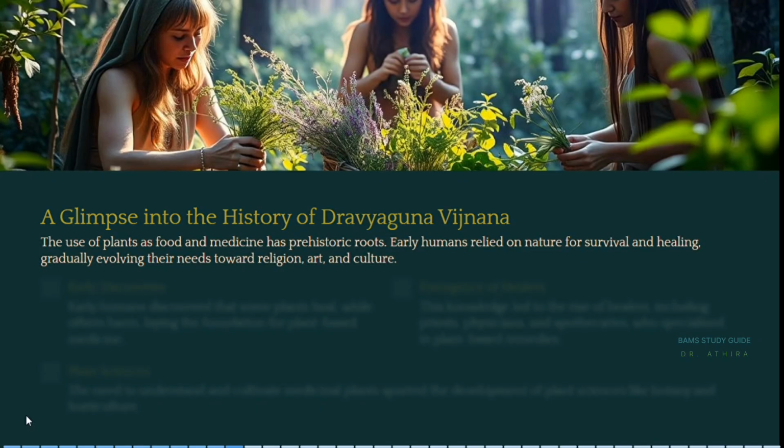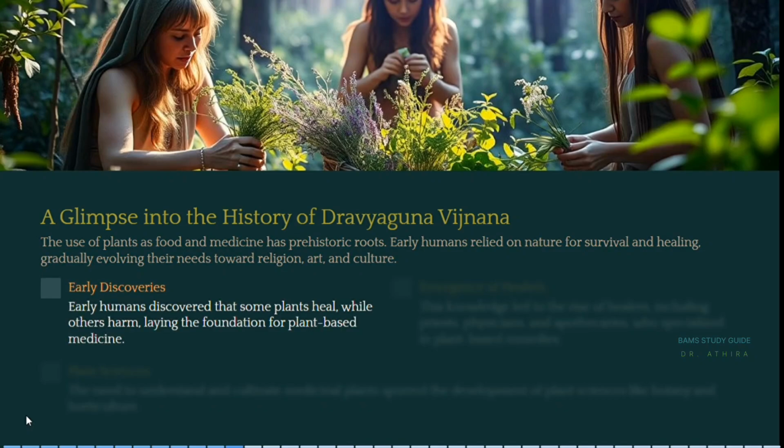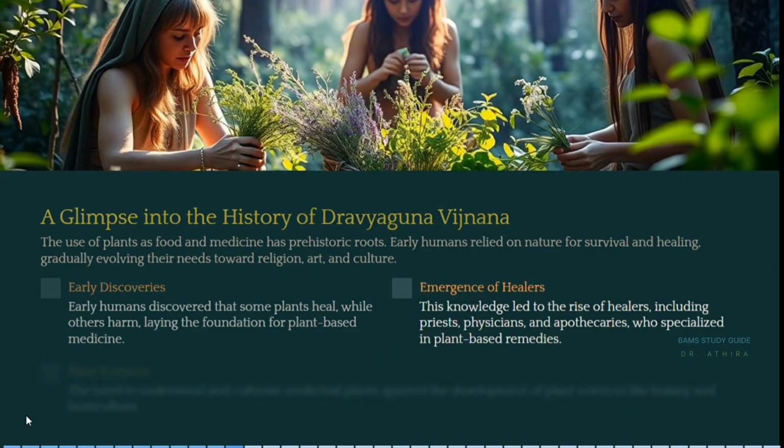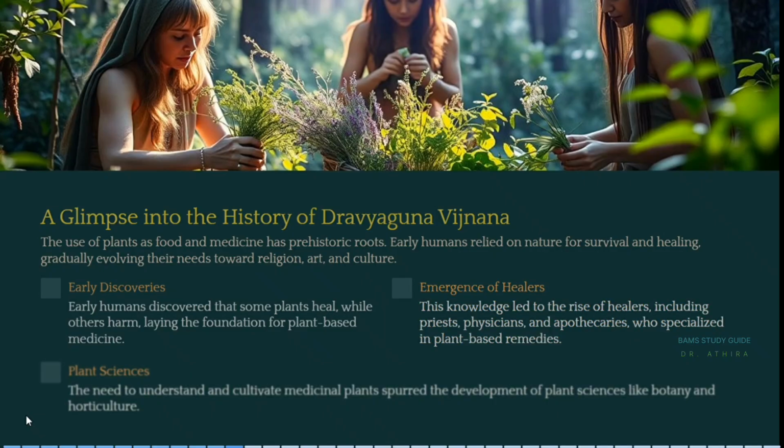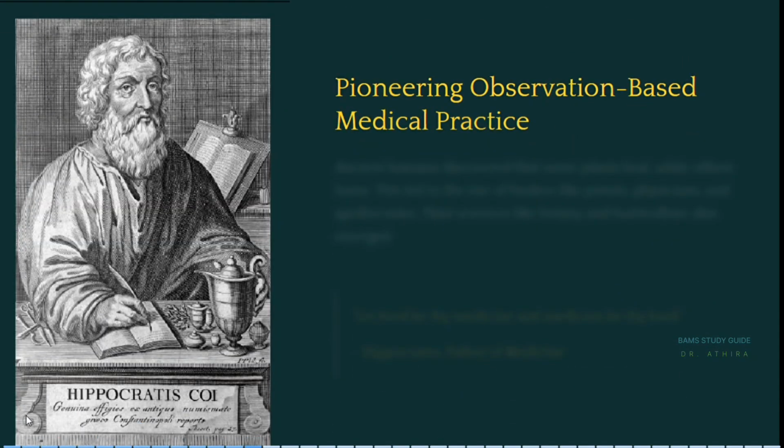The use of plants as food and medicine goes back to prehistoric times when early humans depended on nature for survival and healing. Over time, they realized that some plants could heal while some others could harm, which became the basis of plant-based medicine. This knowledge led to the emergence of healers like priests and physicians who specialized in these remedies. Eventually, the need to understand and cultivate medicinal plants gave rise to plant sciences like botany and horticulture. This was the beginning of observation-based medical practice.